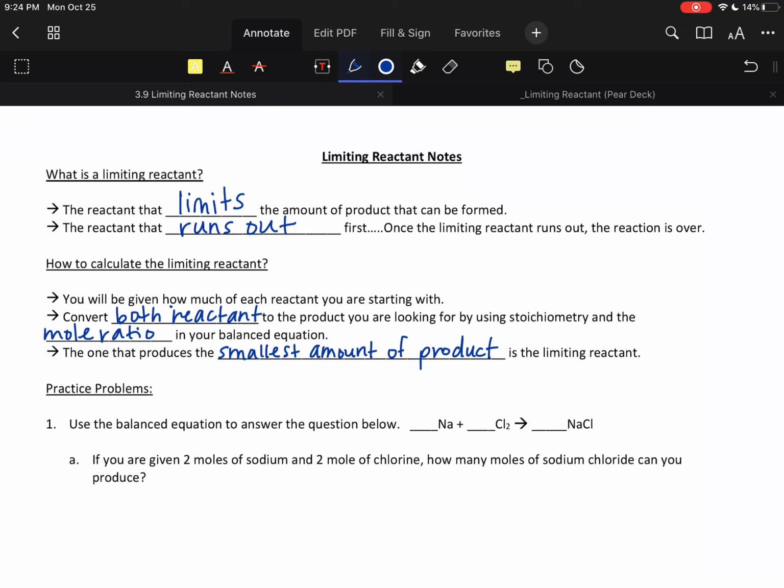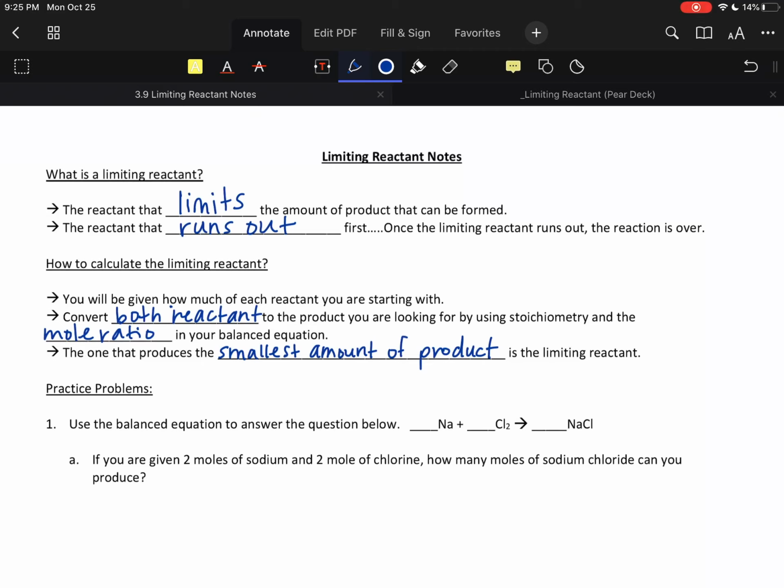Essentially, it's the reactant or the ingredient that runs out first, right? It gets used up in the reaction, and once it's gone, the reaction stops, okay? You can't keep making something if it isn't there. So we can actually use that information to help us calculate it, okay? So we're not actually learning any new skill. We're just doing stoichiometry, just like we did previously.